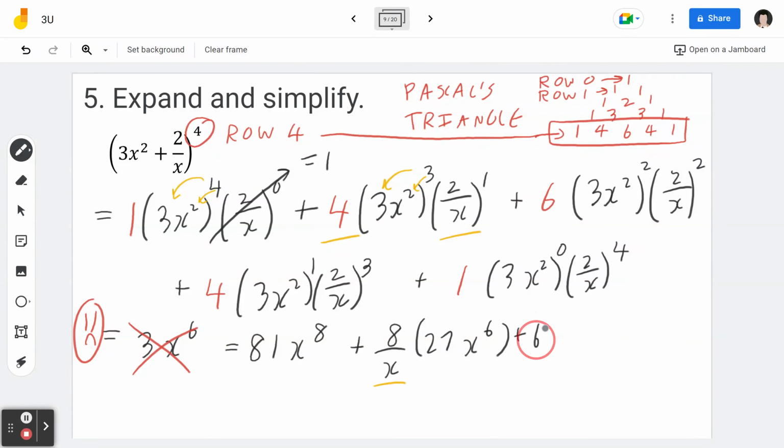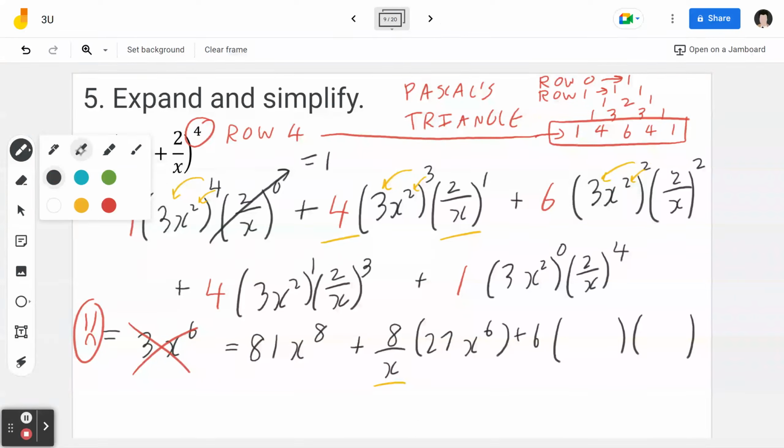If I keep going, that's going to be 6. Let's put 2 brackets here. Again, don't forget to square each term. 3 squared is going to be 9. X squared is going to be x to the power of 4. And again, likewise, you square here and here. This means 2 squared is going to be 4. X squared, just like that.